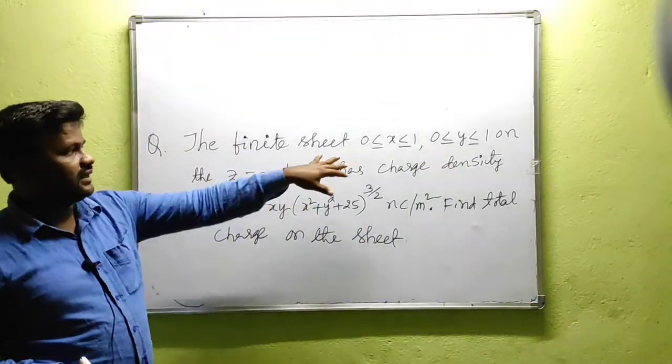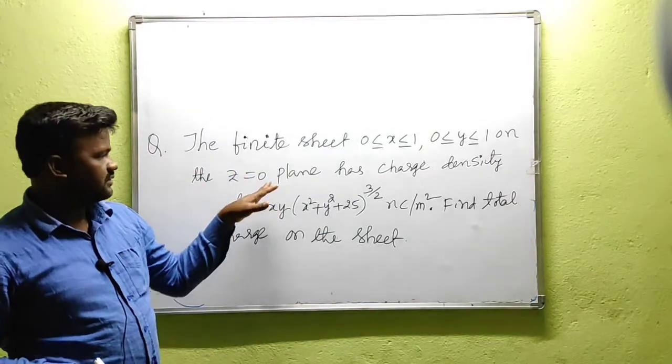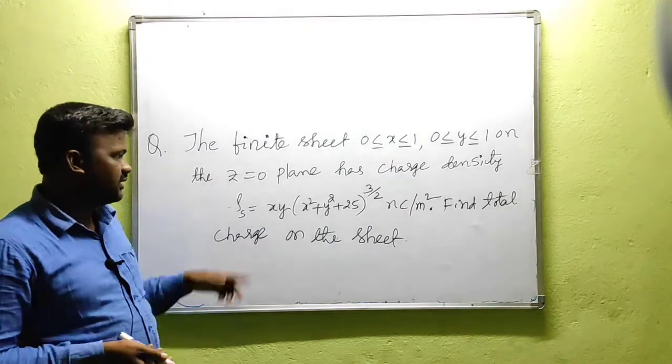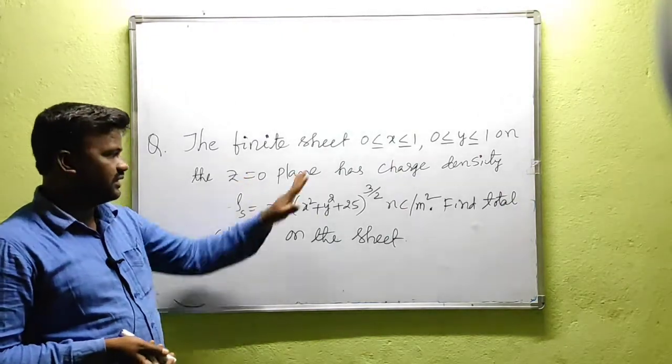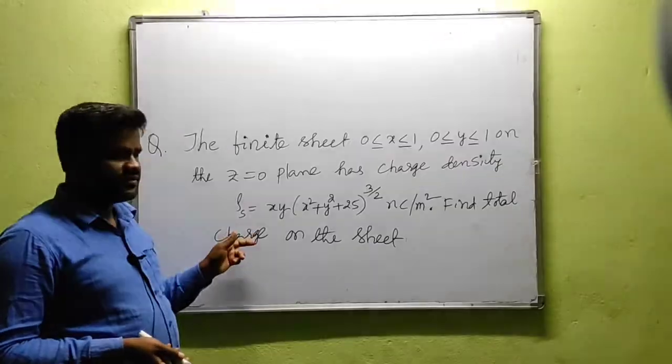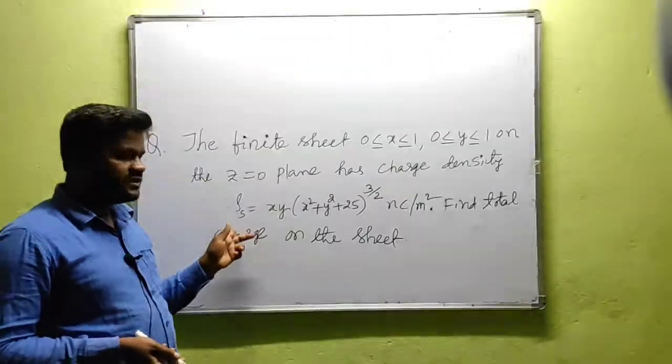Means what? X, y are variables, z is some constant, that is the xy plane, or else z equal to some constant plane. Here they provided z equal to 0 plane. X, y are variables. It has a charge density of rho s. Rho s means what? Surface charge density, or else sheet charge density.